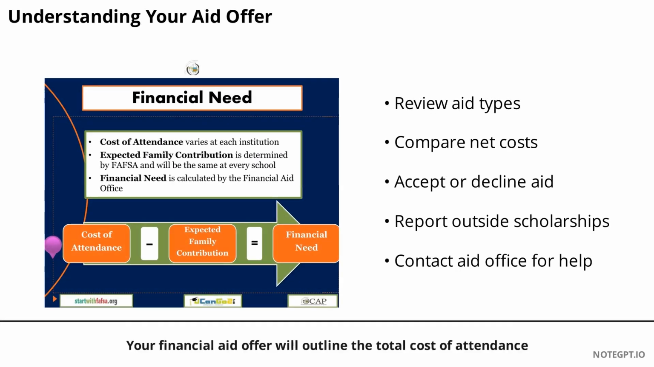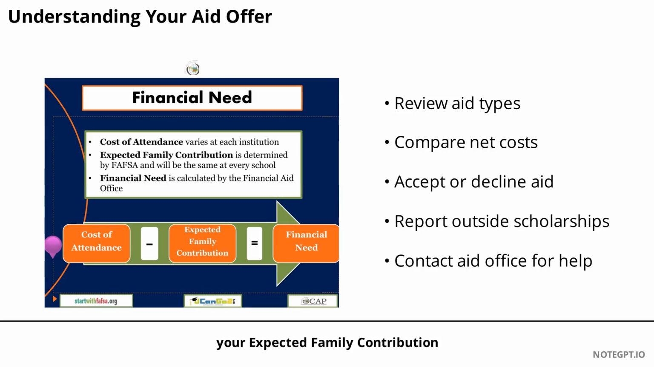Your financial aid offer will outline the total cost of attendance, your expected family contribution, and the types of aid you qualify for: grants, scholarships, work-study, and loans. Compare offers from different schools, considering not just the amount of aid, but also the net cost you'll pay. Accept or decline each type of aid by the deadline specified. If you have questions or special circumstances, contact your school's financial aid office. Remember, you must report any outside scholarships you receive.